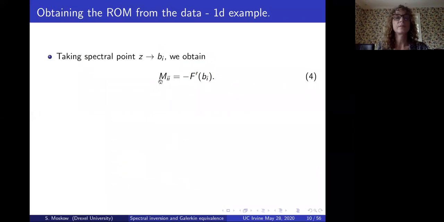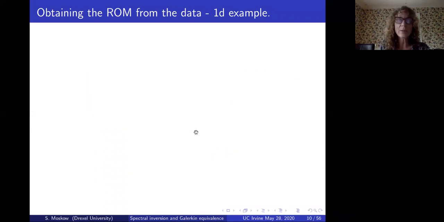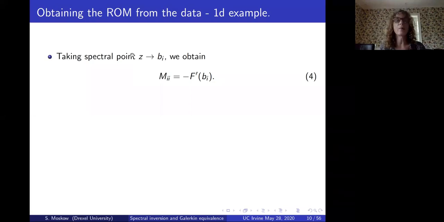I didn't mention, but as you may guess, by taking spectral points closer and closer together, you can see that the diagonal of the mass matrix is given by the derivatives, which is one of the reasons we use the data in this form, because things are so simple.